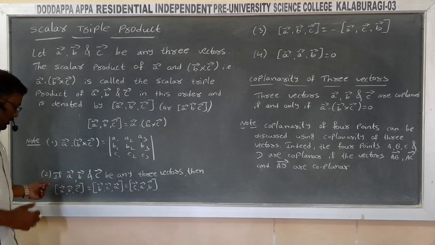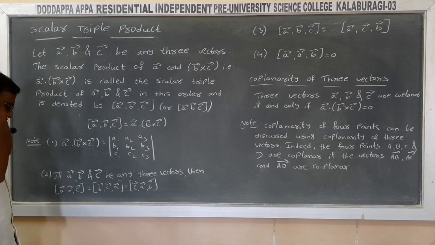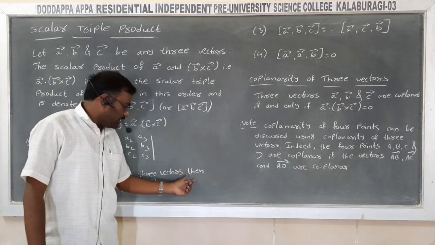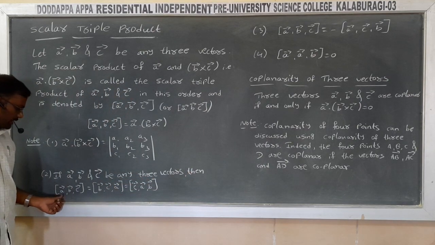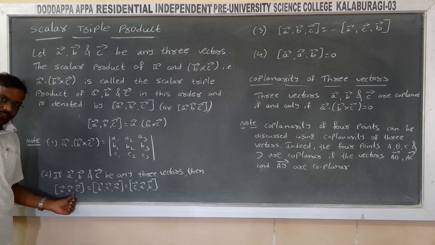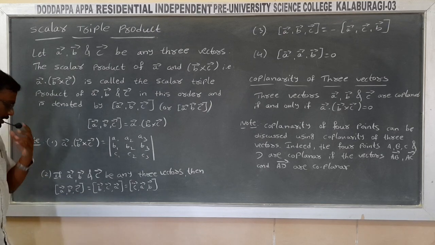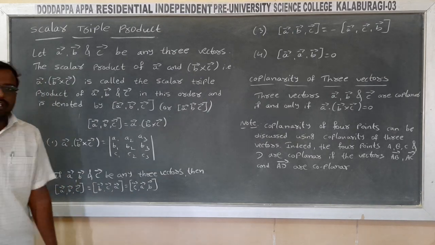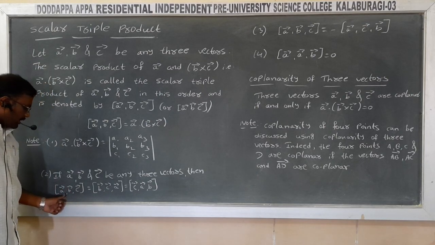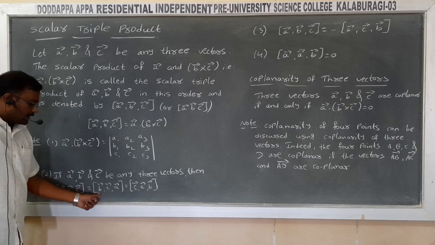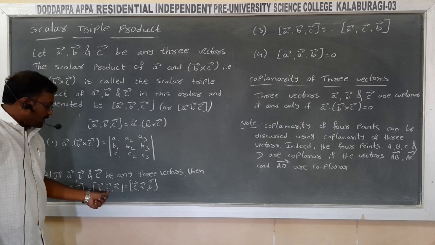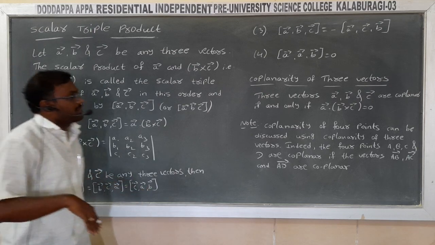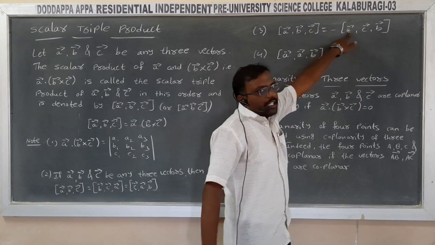So next, let us go to the second note. Let vector A, vector B and vector C be any three vectors, then you can write box of A, B, C is equal to box of B, C, A, which is equal to box of C, A, B. So here the order is cyclic. If A, B, C is there, afterwards B, next C, next A. C afterwards A, afterwards B.